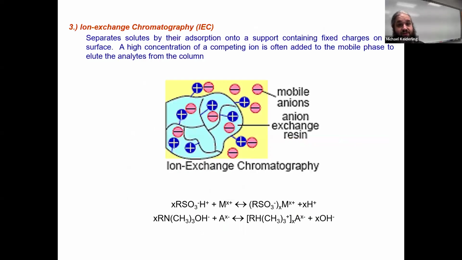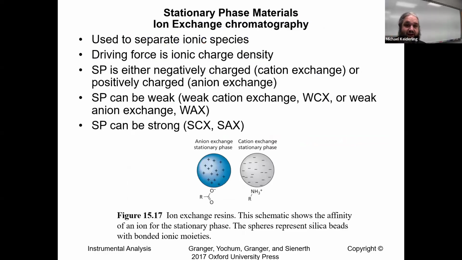Ion exchange chromatography separates solutes by their adsorption onto a support containing fixed charges on its surface. A high concentration of a competing ion is often added to the mobile phase to elute the analytes from the column. The general idea is it separates things by their amount of ionization. You separate ionic species. The driving force is ionic charge density. The stationary phase is either negatively charged, a cation exchanger, or positively charged, an anion exchanger. The stationary phase can be weak or strong, so weak cation exchange, weak anion exchange, strong cation exchange, or strong anion exchange. These are ion exchange resins.